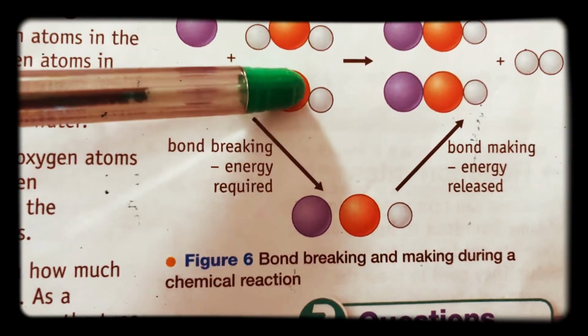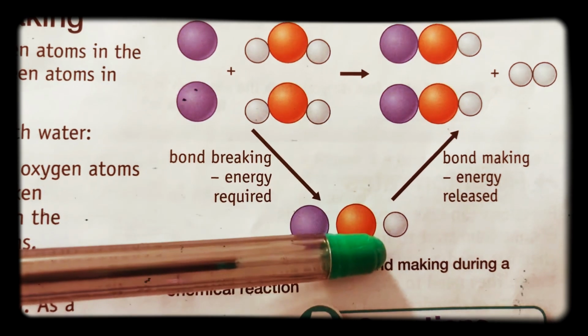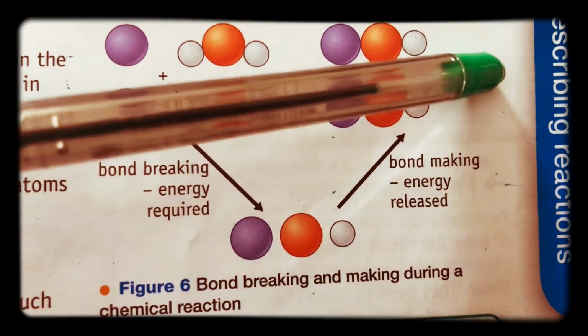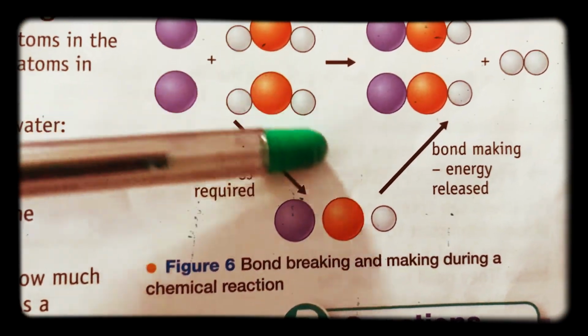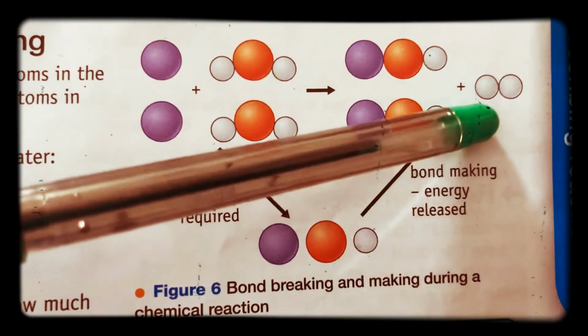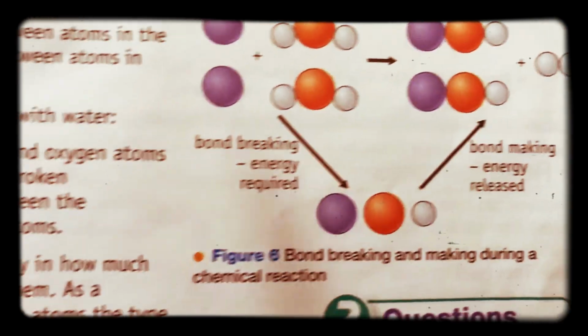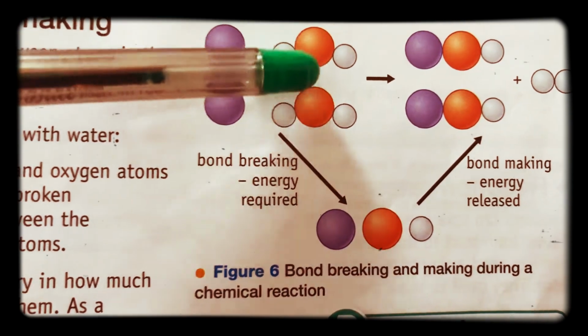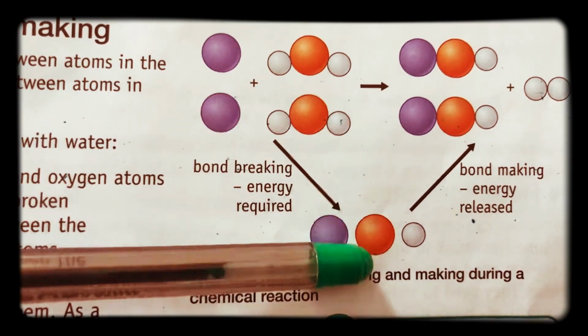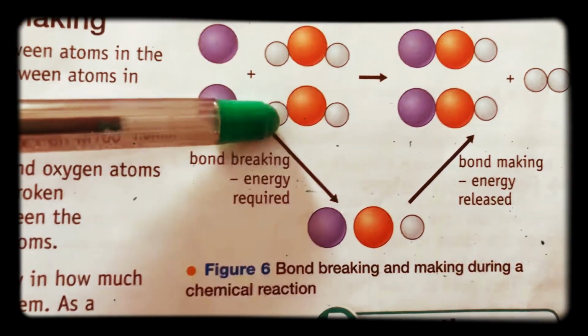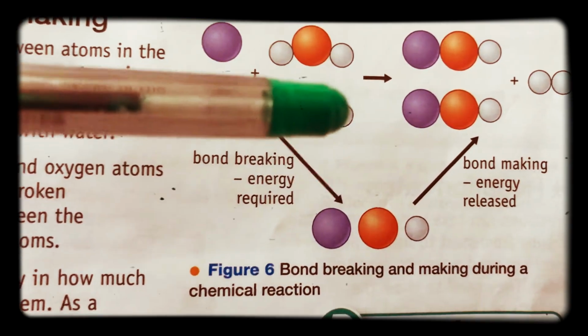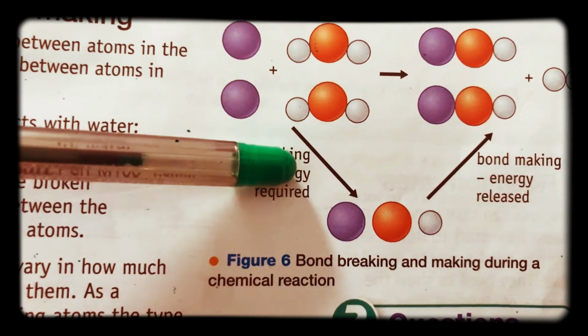So this step over here where you have the dismantling requires energy, and this step over here requires energy to be released. So this is an endothermic step, and that over there is an exothermic step. Now sometimes the energy that's required is greater than the energy that's released. Now if that's the case, then overall your energy change is endothermic.